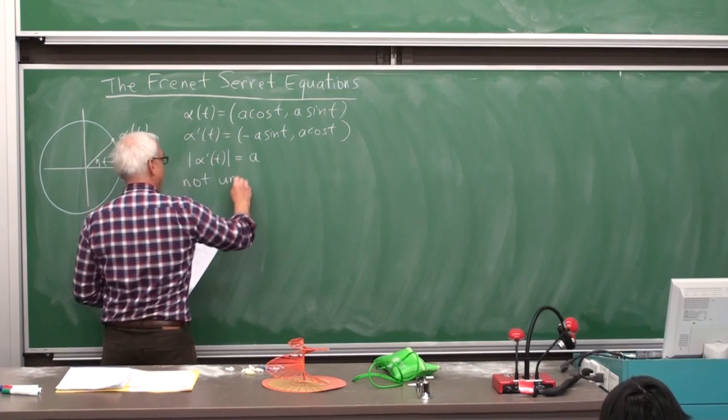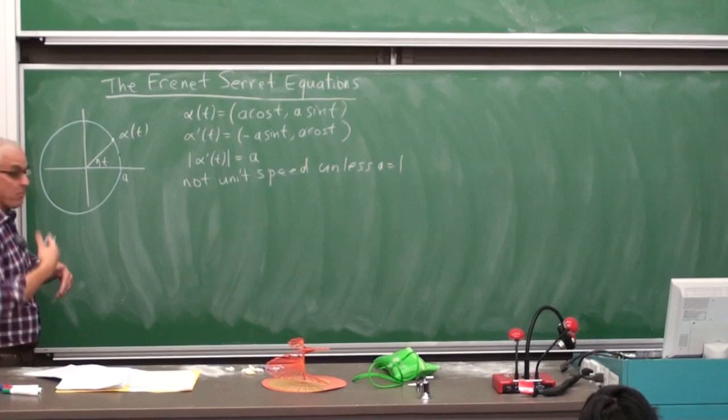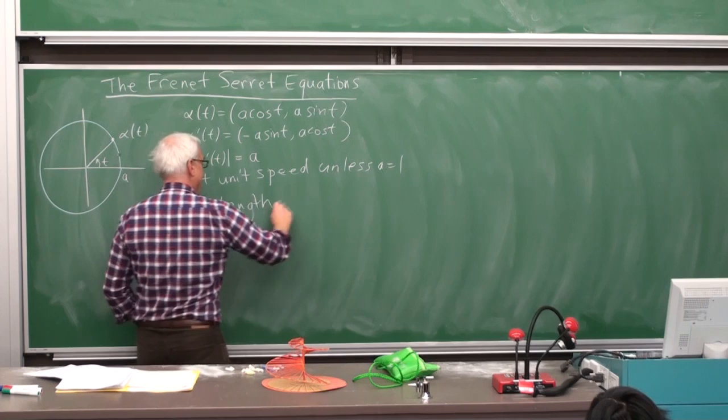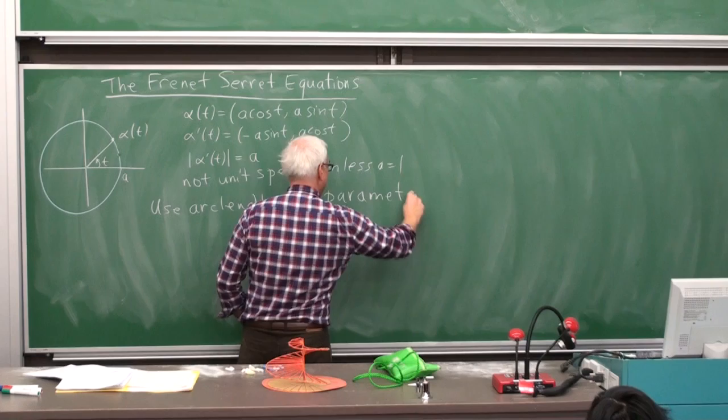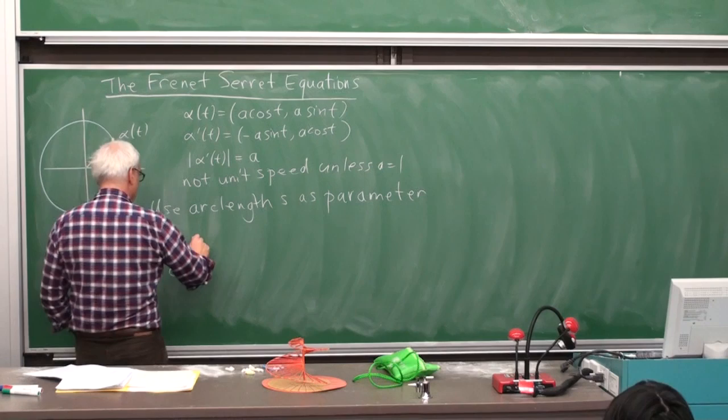unless a equals 1. Now it's often nice for us to try to reparameterize the curve. So we want to reparameterize by introducing, or use, arc length s as a parameter. And our arc length is defined by the formula that it's the integral over the curve, or whatever part of the curve that we're considering, of the length of alpha prime of t dt.